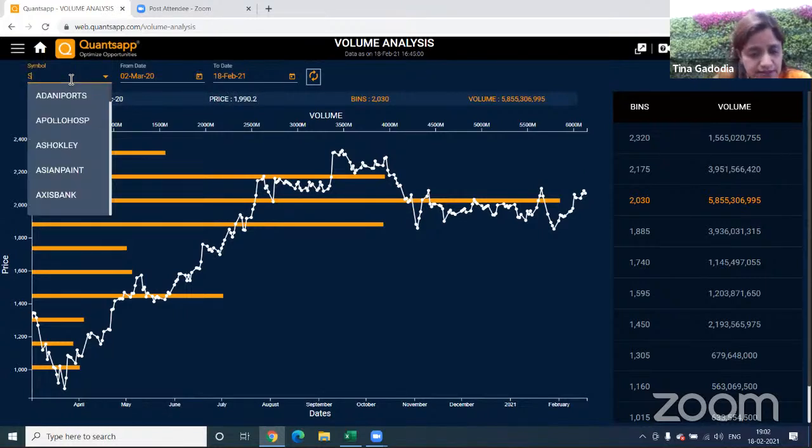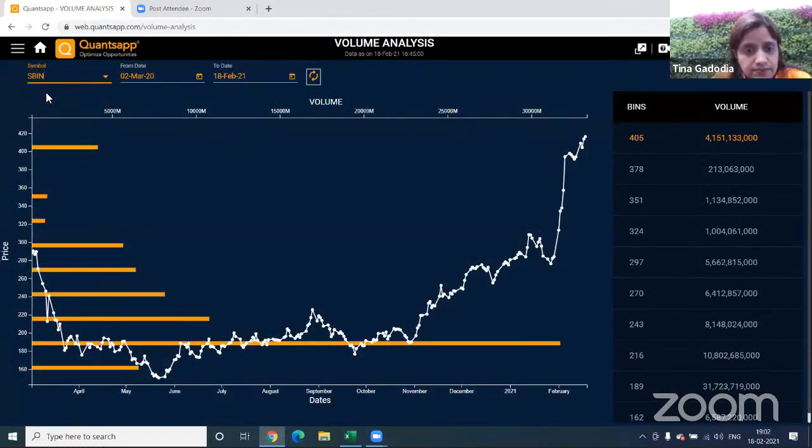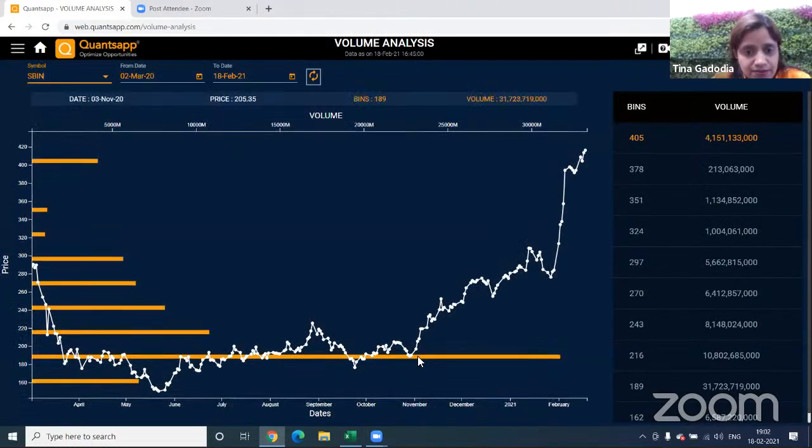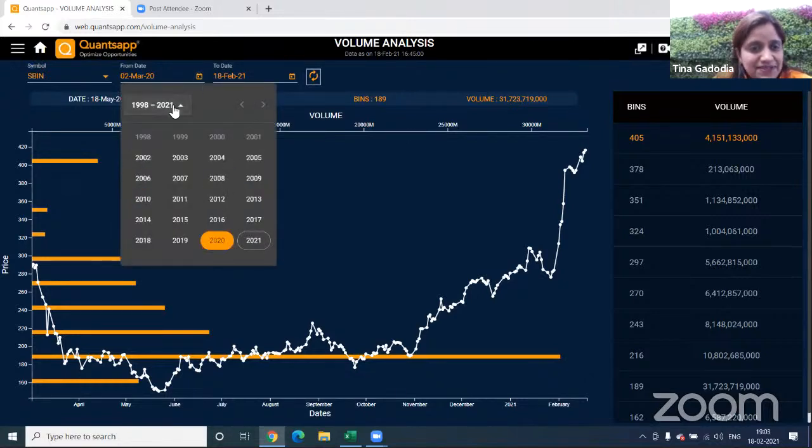The same, let's see for some other stock. This was SBI. So SBI at 189, gone are the days. Maybe everyone would be repenting, saying that they should have taken SBI at 200, right?